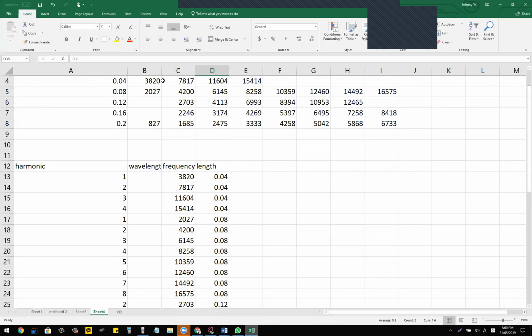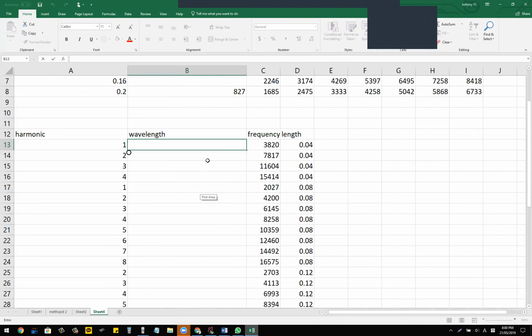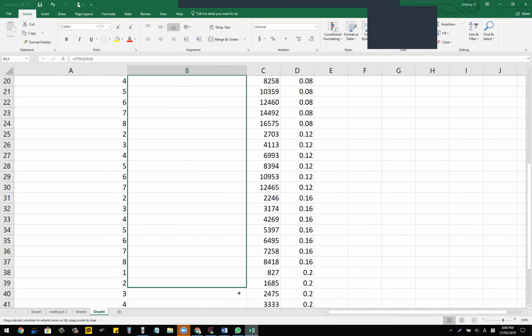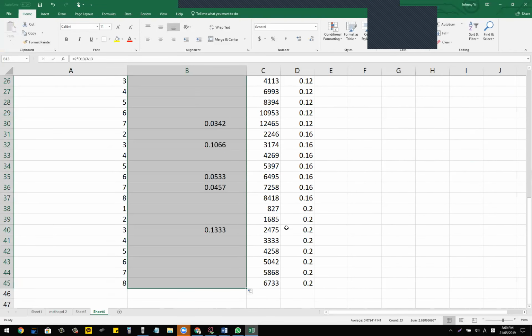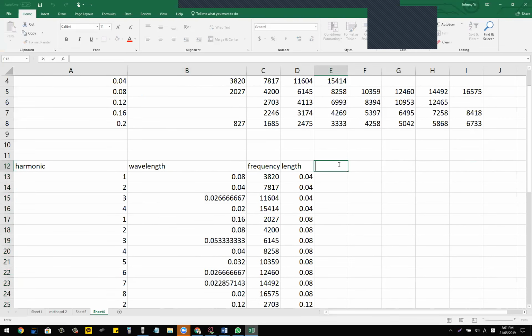And then what you have to do is just figure out the wavelength, which is 2 times L over 1. Then it's really easy. There you go. So you get all the wavelengths. And do 1 over the wavelength, which is 1 over this.